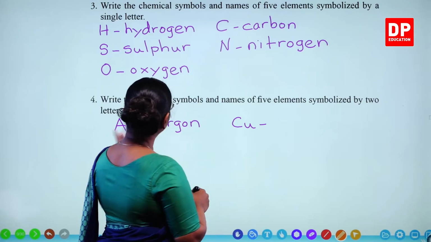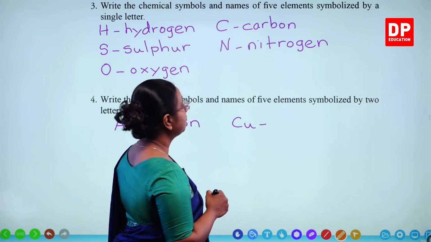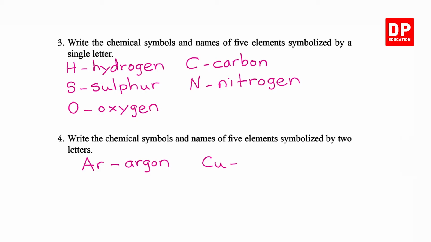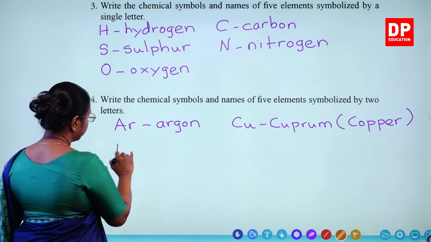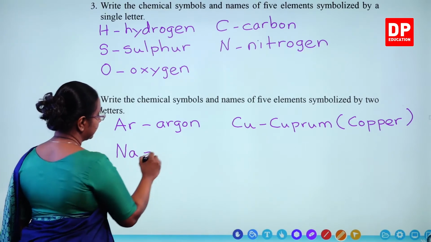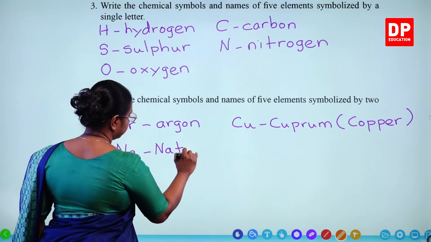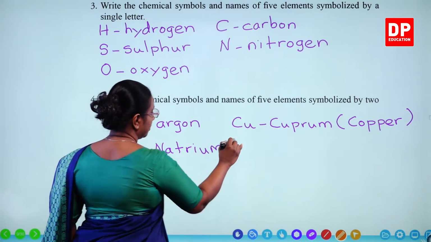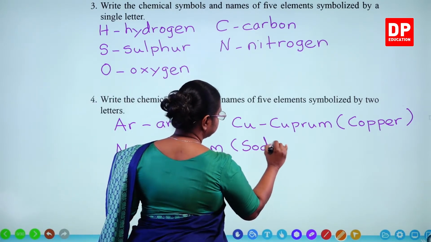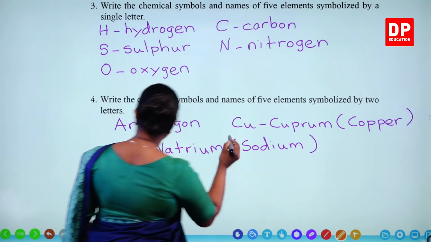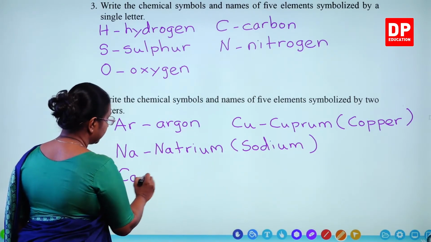Here they have said write the chemical symbols and names of 5 elements. So what you have learned before, I'll write both the names. So this is cuprum or copper. You all can just write one name. That is fine. The same way, Na. What is this? Natrium. Natrium or sodium. Then we have Ca. What is this? Calcium.